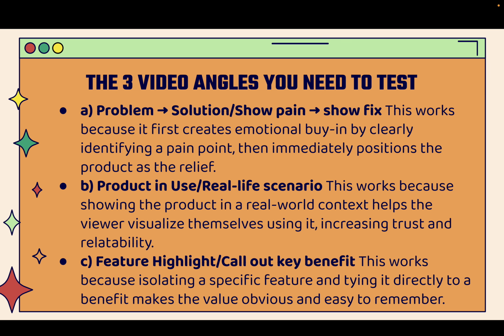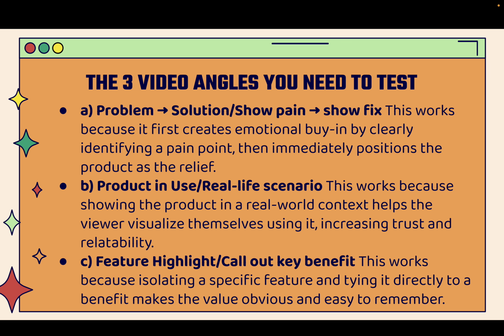So number one, or video angle A, problem solution, show pain, show fix. This is a must test for your video ads. The second one, B, product in use or a real life scenario. You see these lifestyle type ads all the time, and this works because you're actually showing the product in a real world scenario. It's going to help the viewer visualize themselves not only buying the product, but using and enjoying the product and feeling that it's trustworthy, that it's relatable, that it will solve their needs. That's the second video angle that you'll want to test.